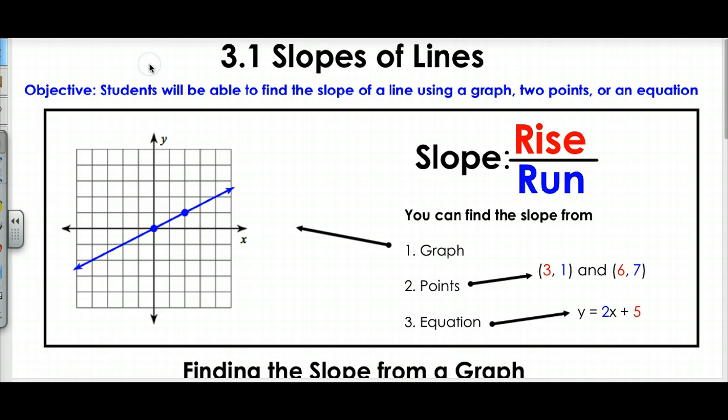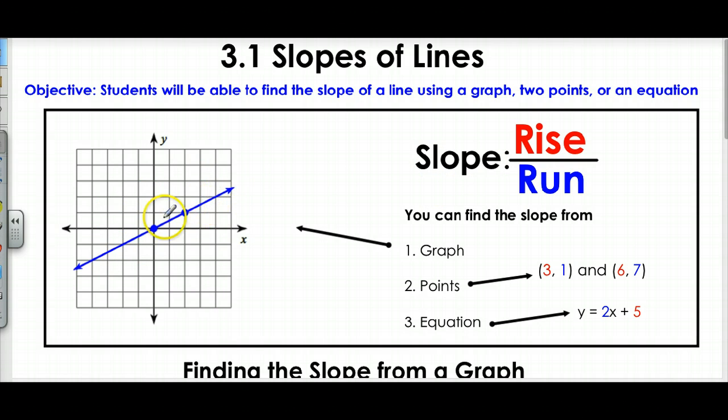To start off, we're doing 3.1 slopes of lines. Today we're going to be finding out how to find a slope of a line using a graph, 2 points, or an equation. So let's do a little bit of review about what a slope is. Slope, if you remember, is just the rise of a line over the run.